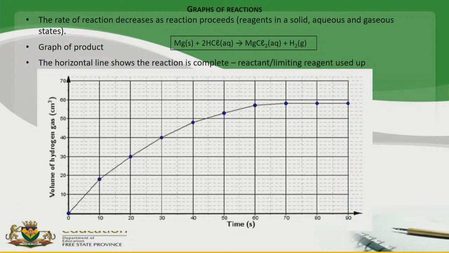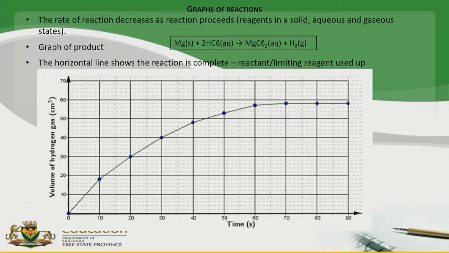Now, remember I said to you, you might be asked to draw a graph. It can either be a graph of one of the reactants or a graph of one of the products. Now, in this case, it is a graph of a product. For example, when magnesium reacts with hydrochloric acid, it forms magnesium chloride and hydrogen. So this is a graph of hydrogen.